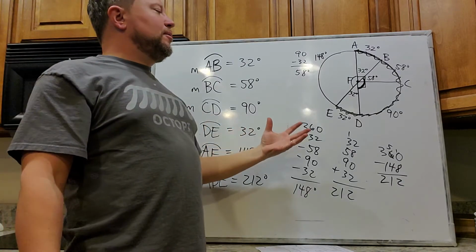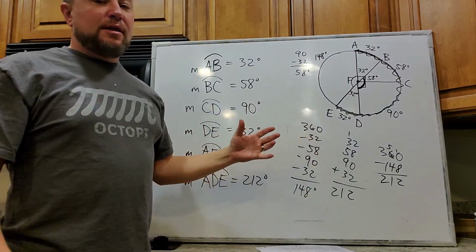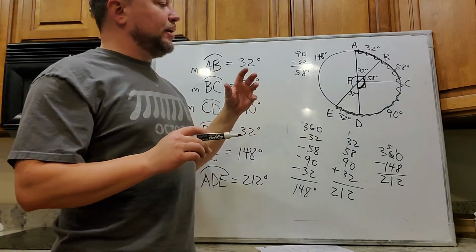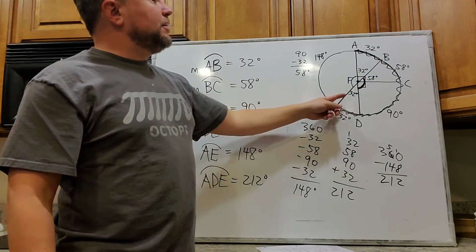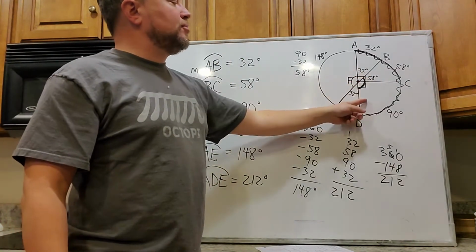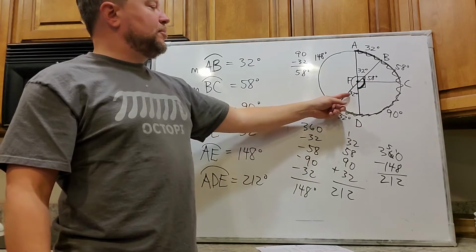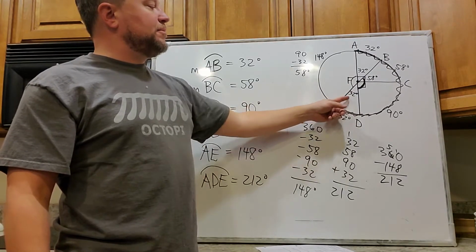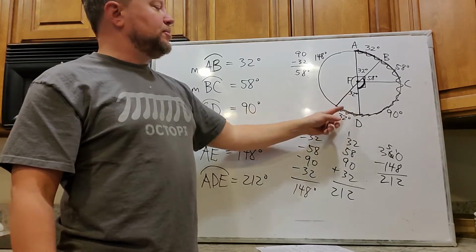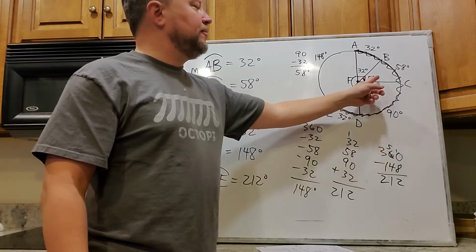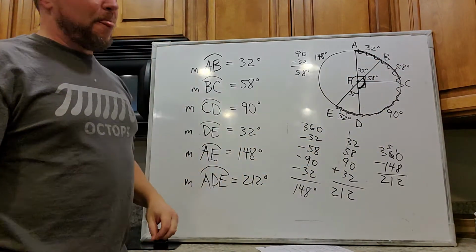So the main idea in this question is that I want you to learn it and keep in mind that all of these are central angles, and a central angle and the arc it intercepts have the same measure. 32, 32, 90, 90, 58, 58, and so on.